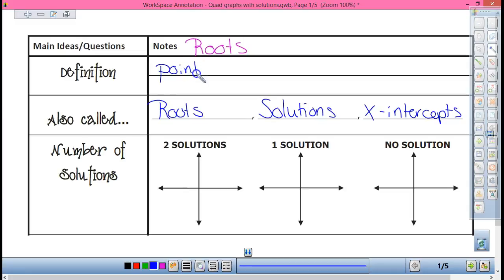And all it is is the point or points where the graph, and what's that graph called again? Parabola, yep. Okay, where the graph crosses the x-axis.